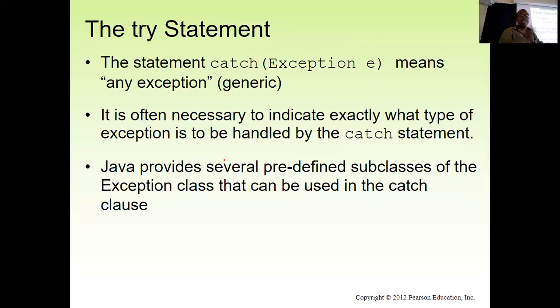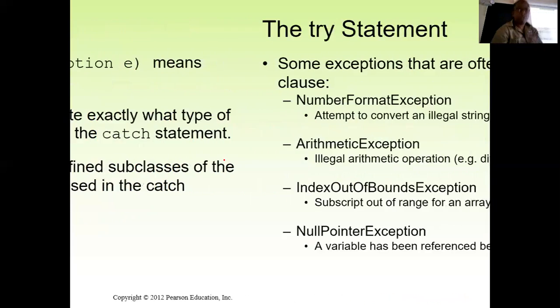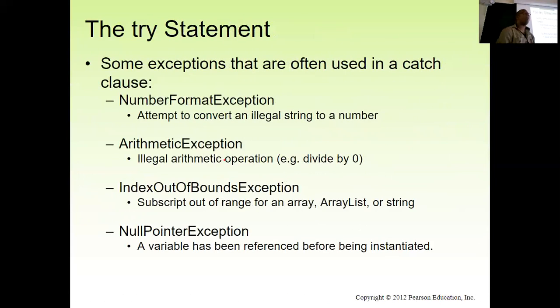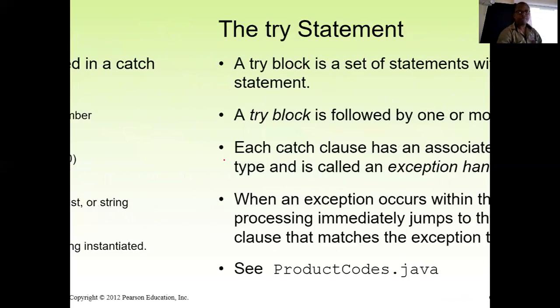So Java provides some predefined subclasses, right? Which are all exception types, but they are more specific types. And we're going to talk about base class, derived class, subclasses, and so on when we do inheritance, right? But for now, just take what I say. So here are the specific types that you can actually zoom in on, right? There's a number format exception, arithmetic exception, and so on and so forth. You can look them up.